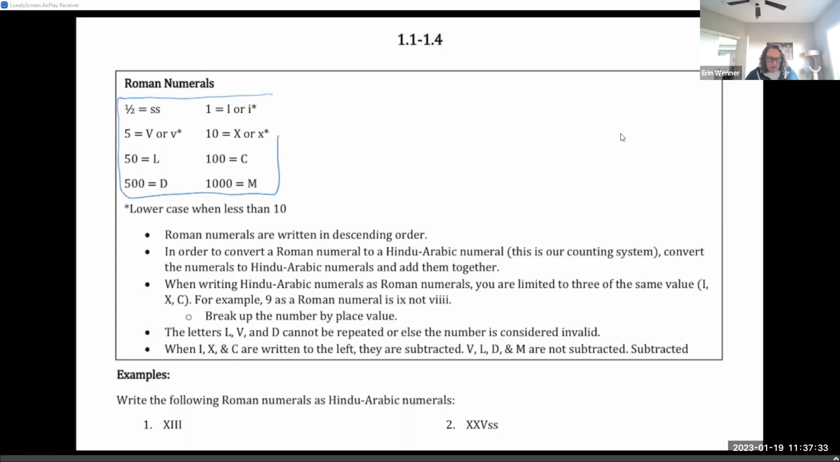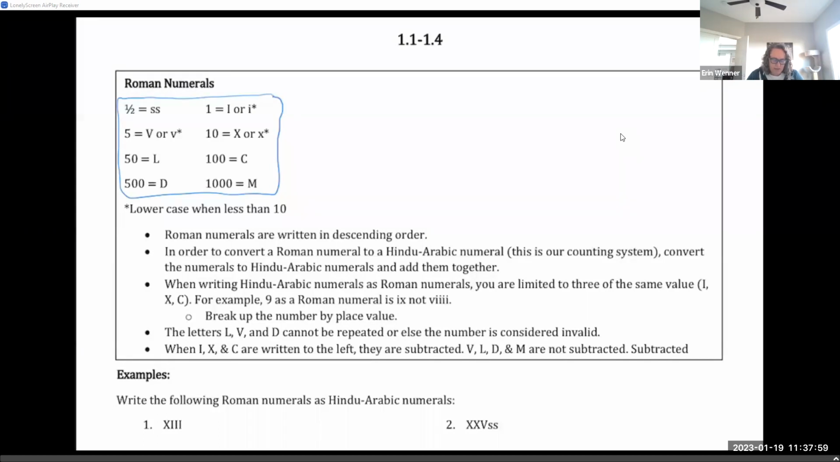So the number 1/2 is represented with two lowercase s's. You have to have the two s's together. It's not like if you have one s, that means a quarter. Think of the ss as one little thing. It's all together. You can't break them up. So SS represents 1/2. Capital V or lowercase v is 5.